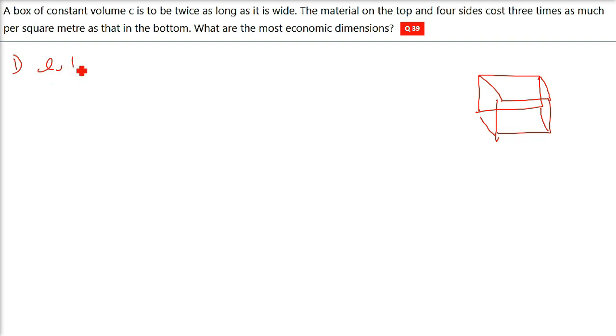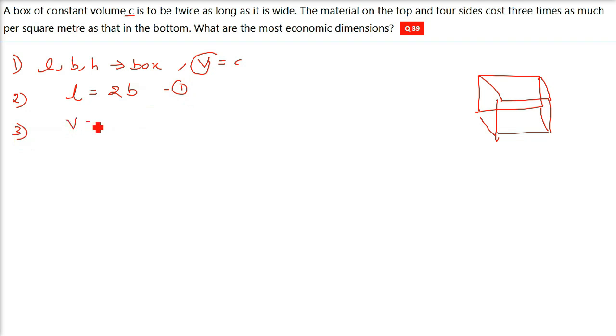Start with the length and the breadth and the height, any cube or cuboid. So we have a box. Second thing which is being said, and the volume we also have to include, because ultimately the volume is given as C in the question. Now in the first line, the box of constant volume C is to be twice as long as its width. This width is breadth only, which we have taken. So length will be equal to twice of breadth, 2b. This is equation number 1 and we are going to utilize it.